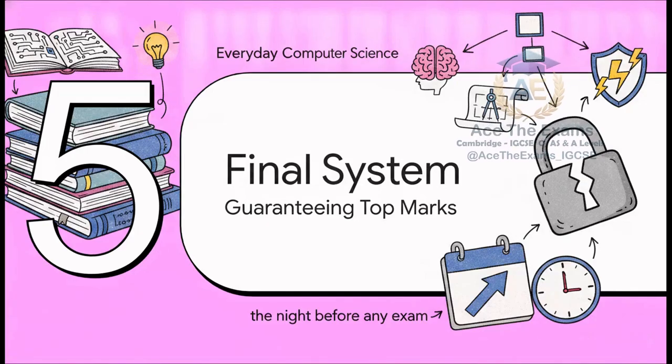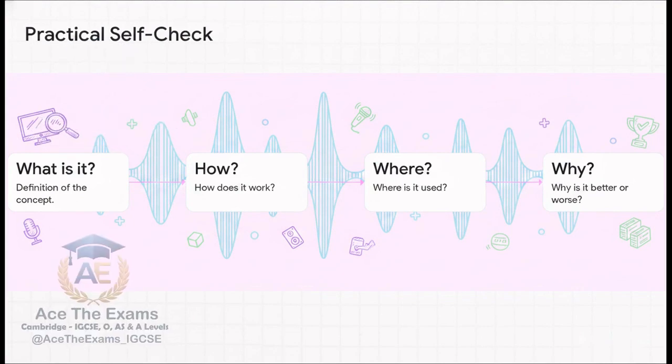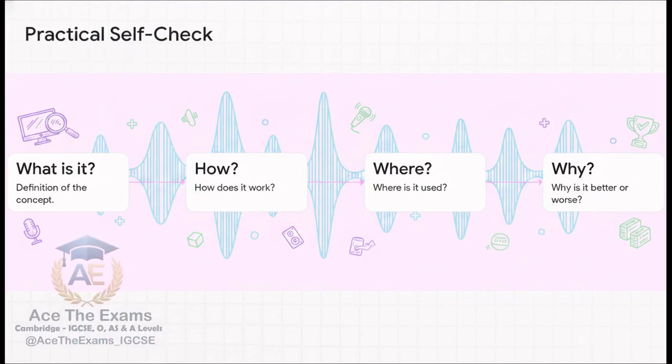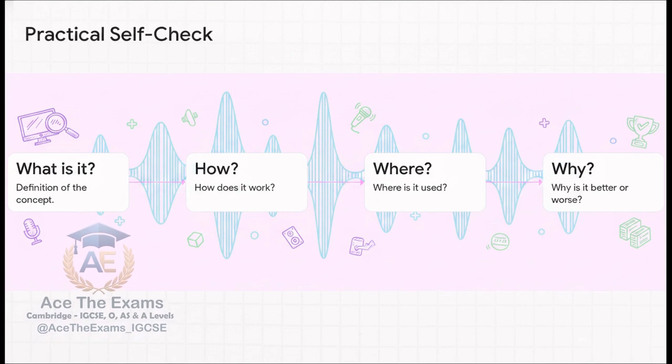We have arrived at part 5, the final system. Let's consolidate everything we've talked about into one cohesive, foolproof framework that you can use the night before any exam to guarantee top marks. I want you to treat this as your ultimate self-check. If you are sitting at your desk reviewing your notes on sound sampling, or honestly, any other computer science topic on the syllabus, I want you to ask yourself these 4 specific questions aloud.